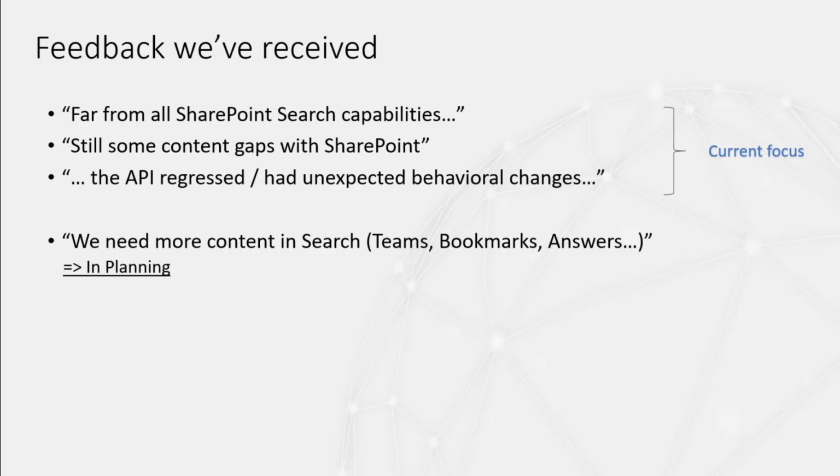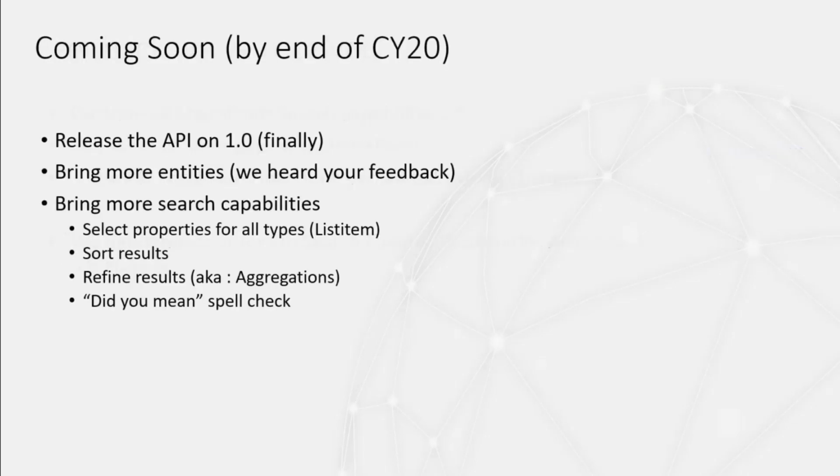So these are the three first pieces of feedback that are very SharePoint centric. And there was another piece of feedback, which is we need more content in search. So today, especially when you go into Microsoft Search in Bing, you can see a lot of many other things. You can see Teams conversations, you can see bookmarks, answers. So this is something that is currently in planning. We are still figuring out how to prioritize and sequence that work. So this is not coming yet, unfortunately. So Teams, bookmarks, answers are not yet coming.